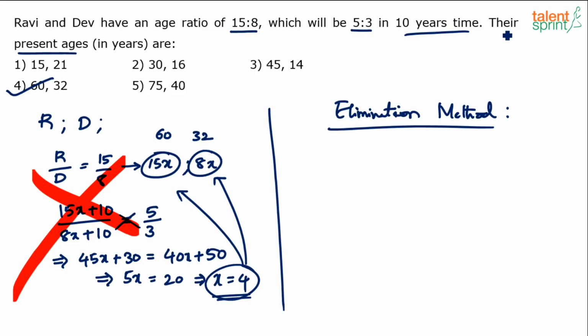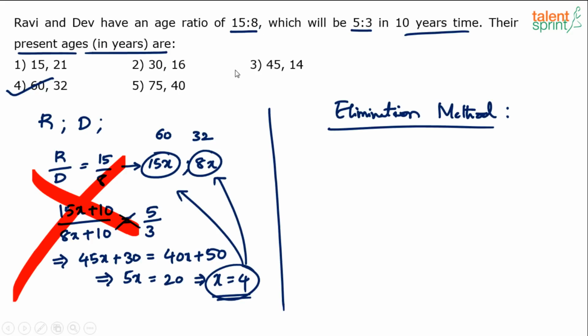Now, what is the actual question? The question is asking us to find out their present ages. We have been given the ratio. We have to find out the absolute values. What are the absolute values of Ravi's and Dev's age? What I know so far is Ravi's age should be a multiple of 15, and Dev's age should be a multiple of 8.